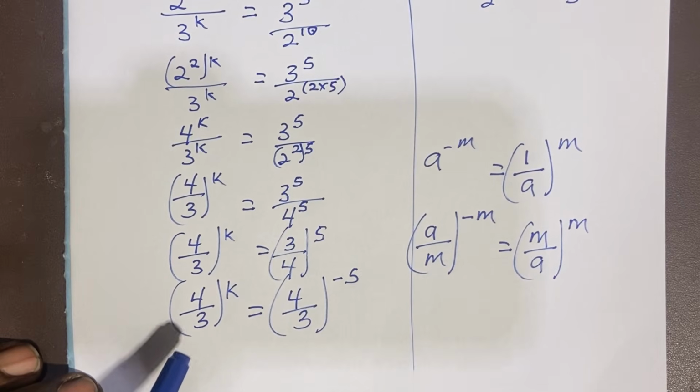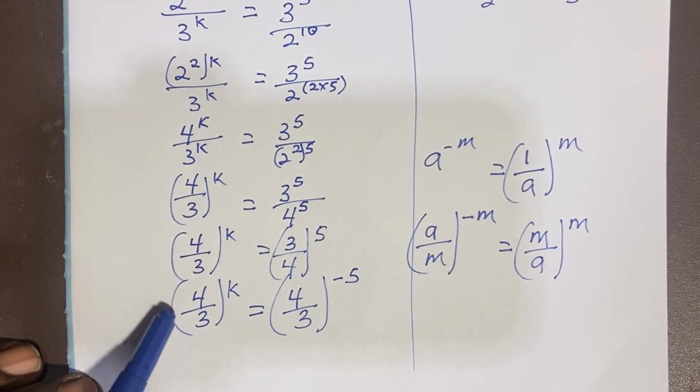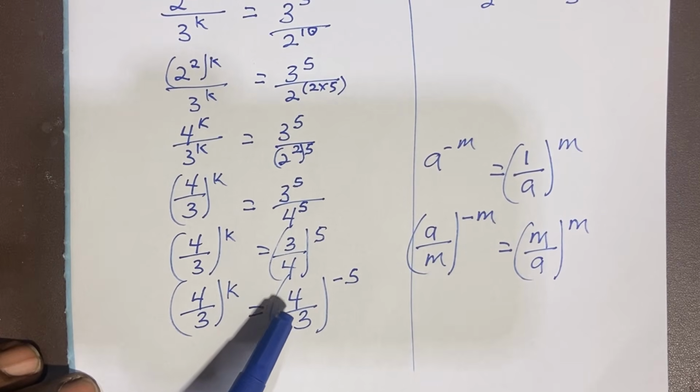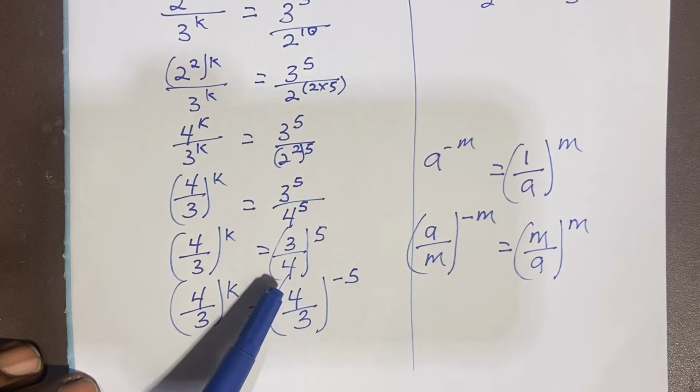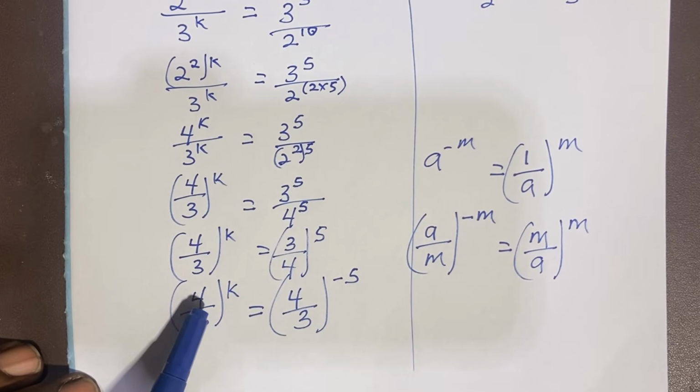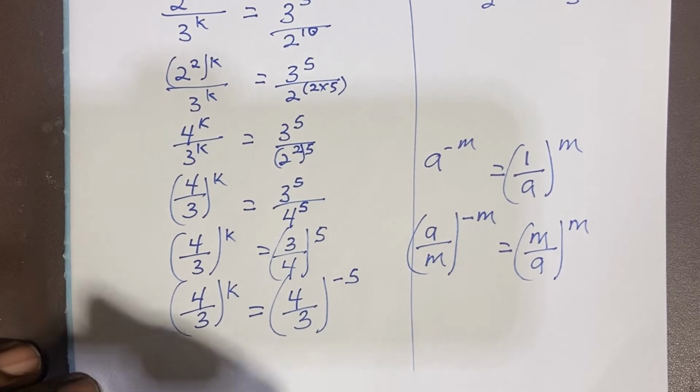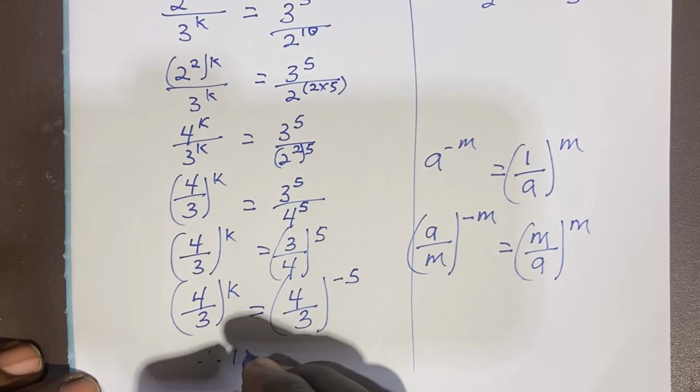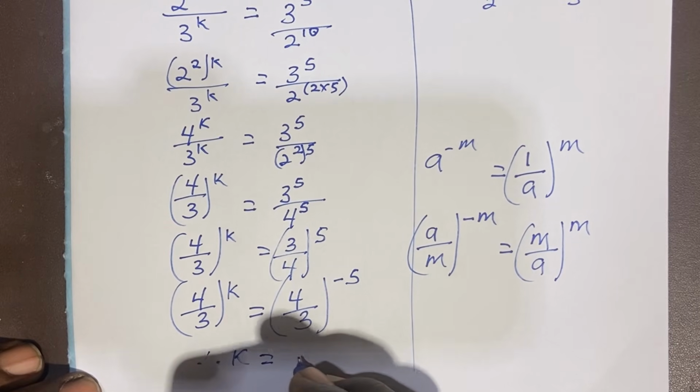What can we see? On the left hand side I have a base of 4 over 3. On the right hand side I have a base of another 4 over 3. Now the base here is equal to the base here, so we can conclude that our k is equal to negative 5.